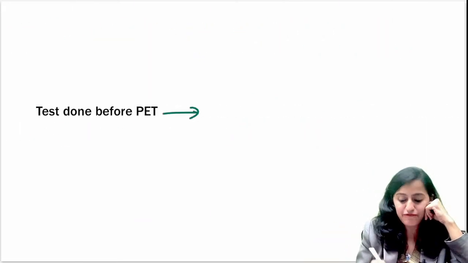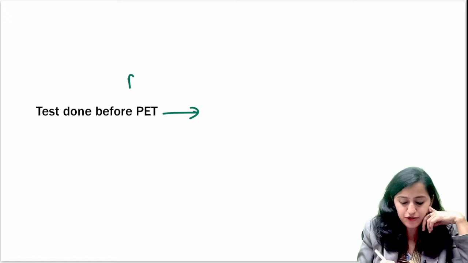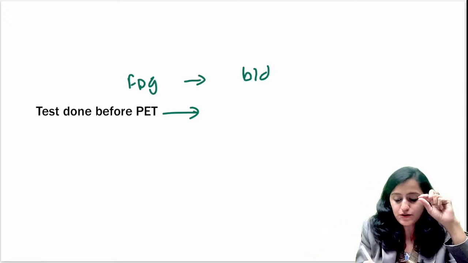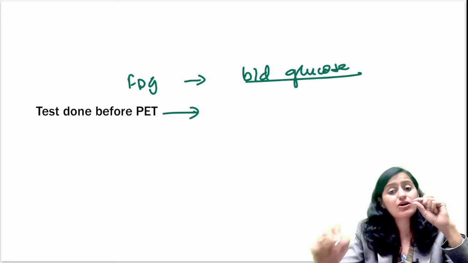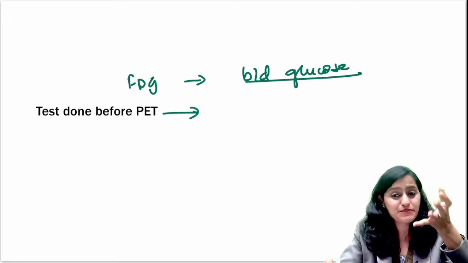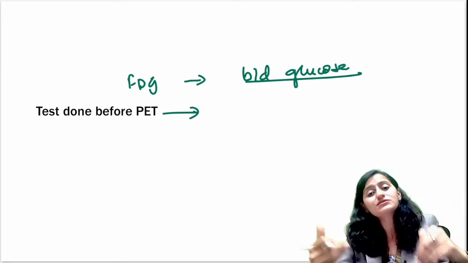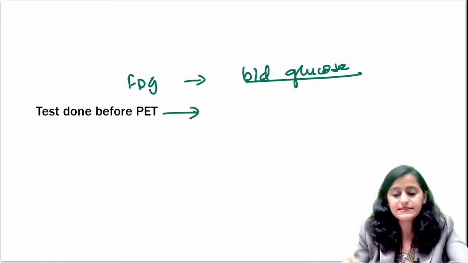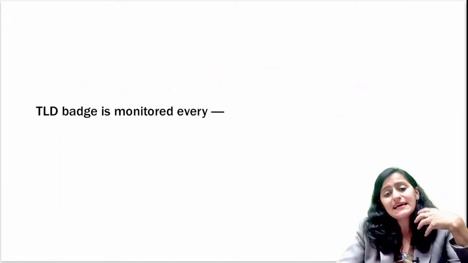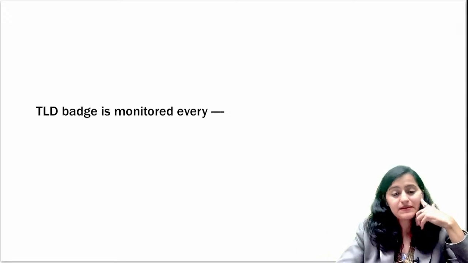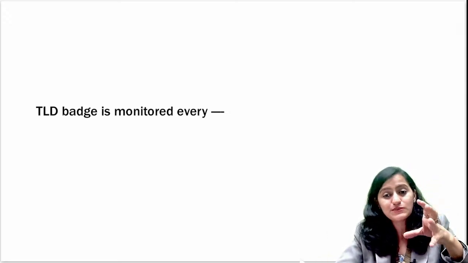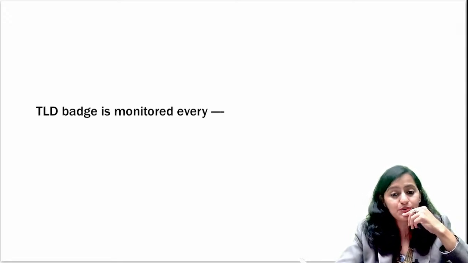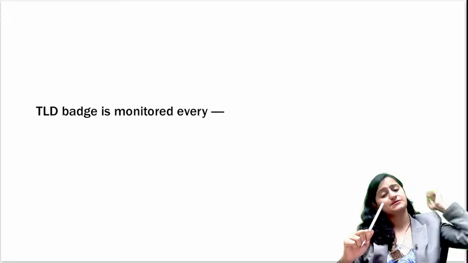Next one, test done before doing PET. If you are doing FDG PET, what test will you do before doing the FDG PET scan? Right, the blood glucose levels of the patient will be seen because you don't want the blood glucose levels to be high, because the cancer cells will take up blood glucose rather than taking up FDG. So you do not want false negative results there, and that is why the blood glucose needs to be seen. Next one, TLD badge is monitored how frequently? Right, the TLD badge, the thermoluminescent dosimeter, which measures the dose of radiation exposure, is monitored how frequently? The radiation exposure which is occurring.